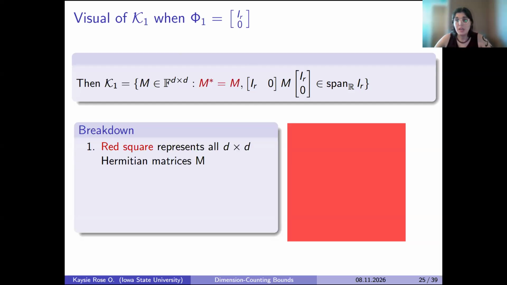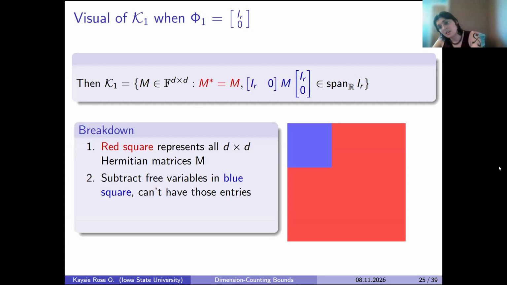So this red square represents all D by D Hermitian matrices. We're thinking of it in a degrees of freedom sense. If we only had this red condition and none of this other stuff, we could pick any D by D Hermitian matrix. The blue condition is going to take away some of our free variables.